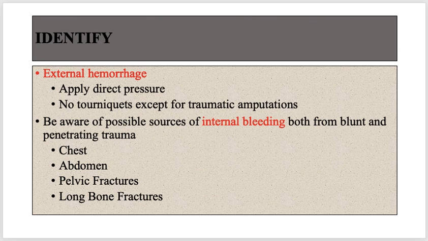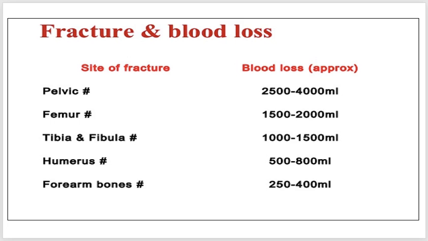So identify any hemorrhage, apply direct pressure to stop it, and be aware of the possible sources of internal bleeding, which can collect in the chest, in the abdomen, in the long bones, especially around the thighs. For example, in pelvic fracture, the person may lose up to 4 liters of blood, or in fracture of femur, the patient can lose up to 2 liters of blood. That's a dangerous quantity of blood, and that is basically grade 4 hemorrhage. If you remember, we had already covered the hemorrhage, right? So in that case, we do this thing.